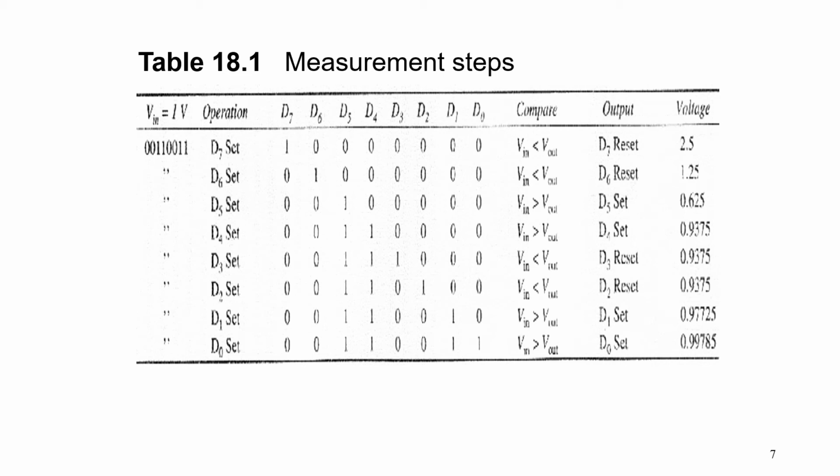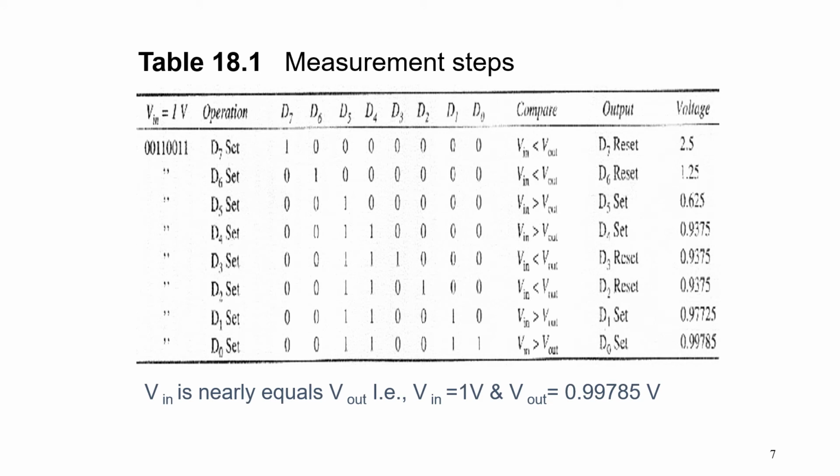Next D6 is set, that is 0, 1 followed by 6 zeros. If Vin is less than Vout, D6 is reset, output is 1.25 volts. So this is repeated for 8 bits. Then you get the output voltage. So Vin is nearly equal to Vout, that is Vin is equal to 1 volt and Vout is 0.99785. This is how the successive approximation type voltmeter works.